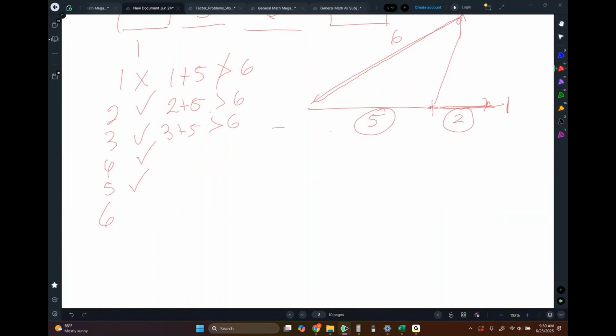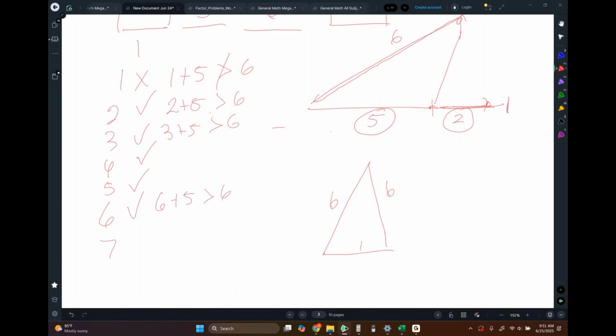Could it be 6? The answer, what do we think? Yes or no? Yes. Think about it. If you had a 6 and a 6, you could have a 1 going across. There's nothing stopping that. That's isosceles, right? So that would work. Yes, because 6 plus 5 is greater than 6.